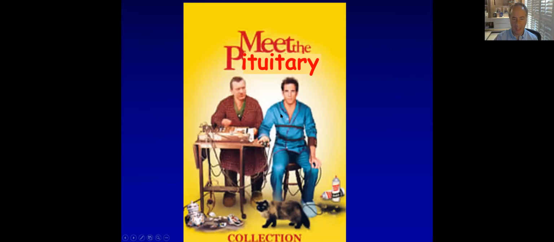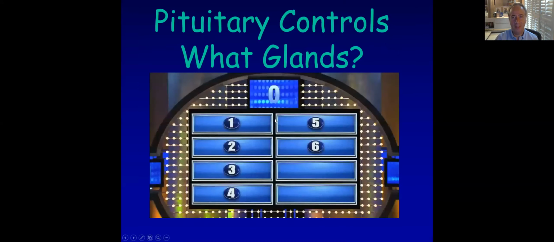So meet the pituitary. Normally I would want to do this interactively. So I want you to think to yourselves for a couple of seconds, what pituitary hormones or what glands the pituitary controls. How many can you think of? If you want to unmute yourself and just shout out a gland, that's fine too.